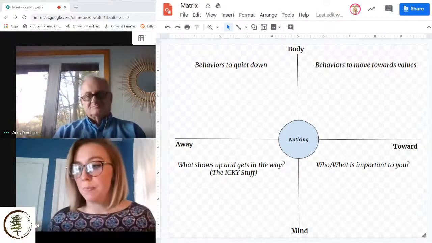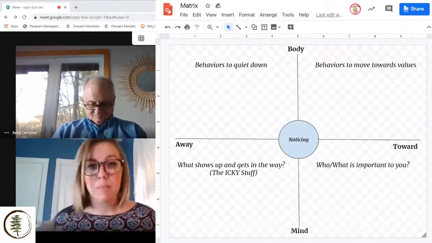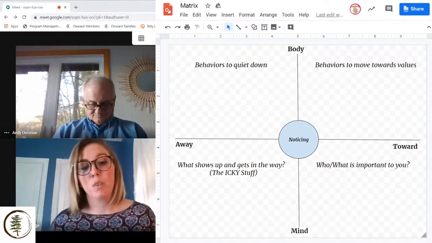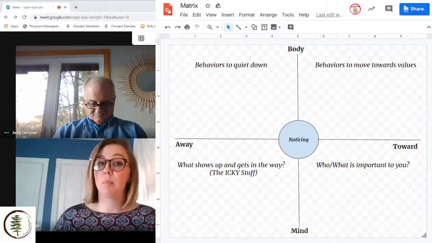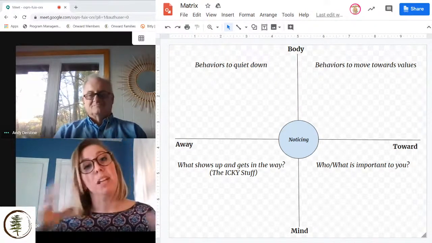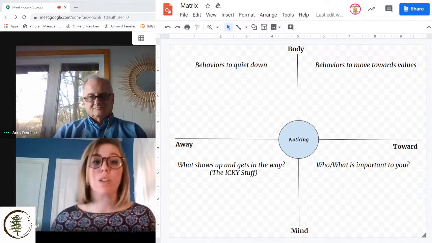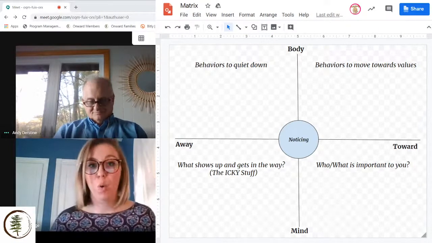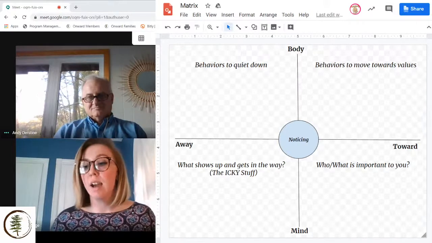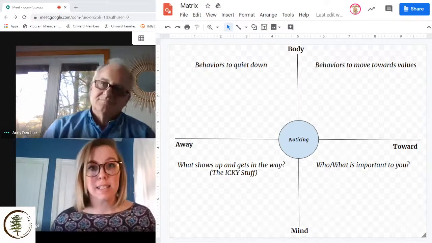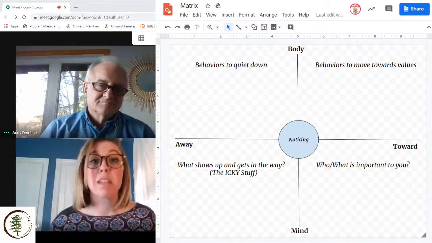So that's diffusion. And then acceptance is the bottom left quadrant and either the top left or the top right happening at the same time. So discomfort and committed action, or discomfort and the behaviors to quiet down those thoughts and feelings. Just accepting that they exist and allowing them to be there.